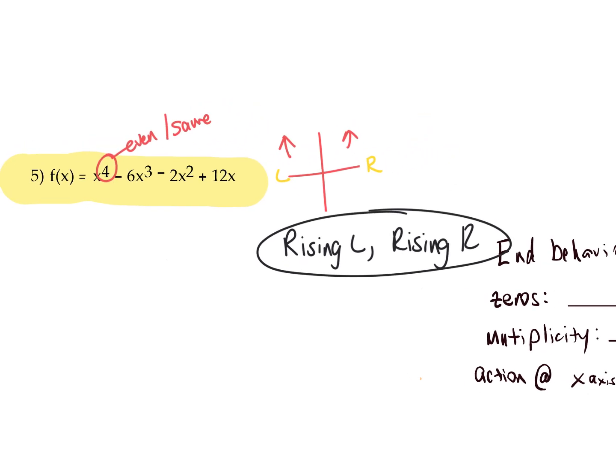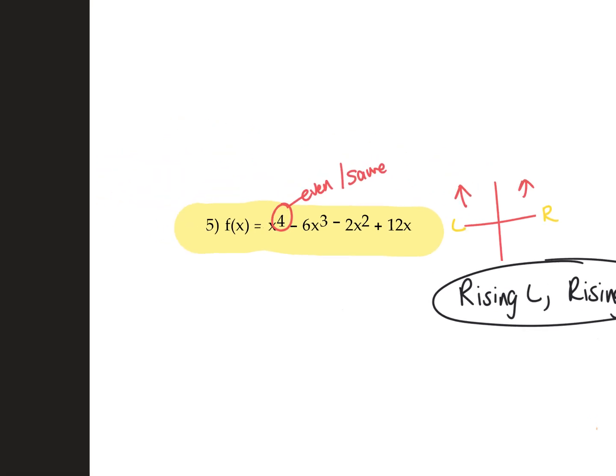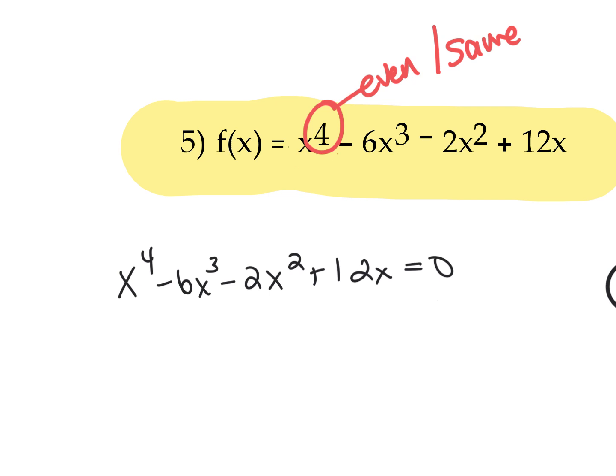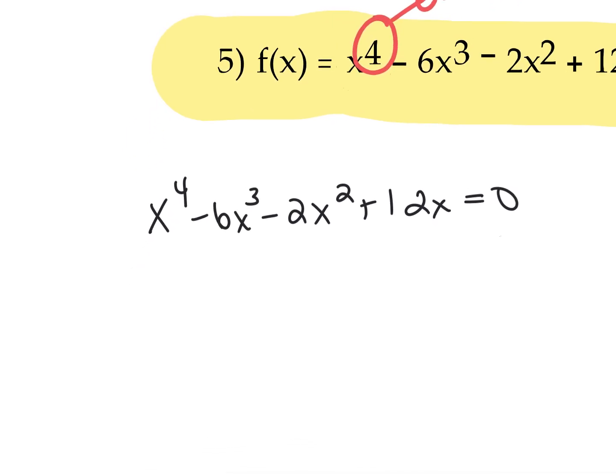So now zeros, multiplicity, and action at the x-axis all go together. How do you find the zeros of a function? You set it equal to 0. 98% of the time, what does that mean we're going to have to do? Factor, okay? So when we factor, before you group it, what's the first thing you look for? Does it have a GCF? Is there something that they all have in common? Yes, what is it? X.